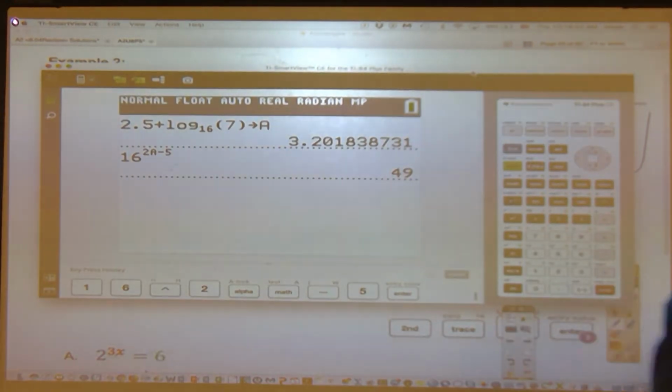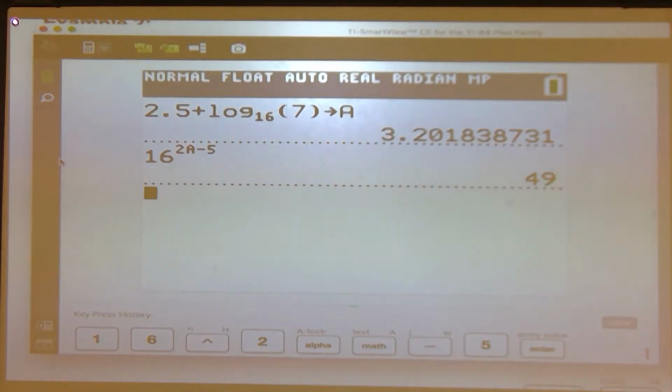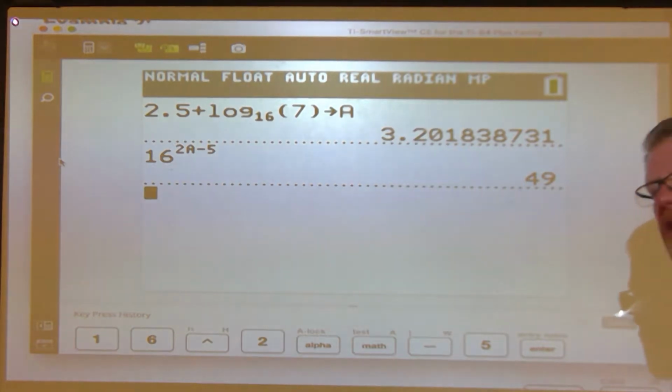Let's zoom in on that. Wait, how did you get the 2A minus 5 above 16? I press the caret button, because if you're in MathPrint, then guess what? You press caret, and it sets up a box for the exponent.